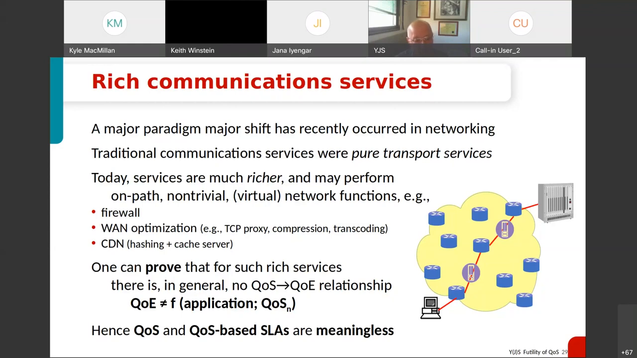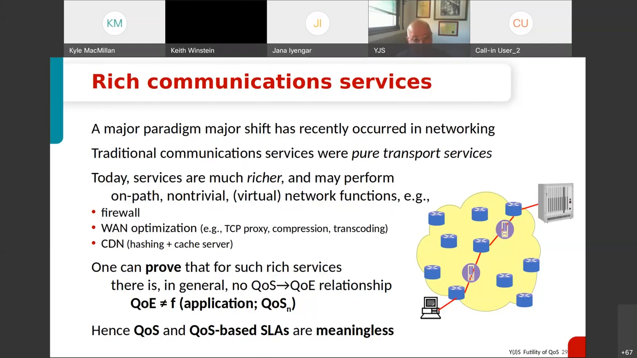It could be simple things like firewalling, simply not letting the packet go through or letting it go through. More complicated things like compressing the data, transcoding video, doing TCP proxy in the middle, segmenting the flows, et cetera, et cetera. And really complicated things like CDN.